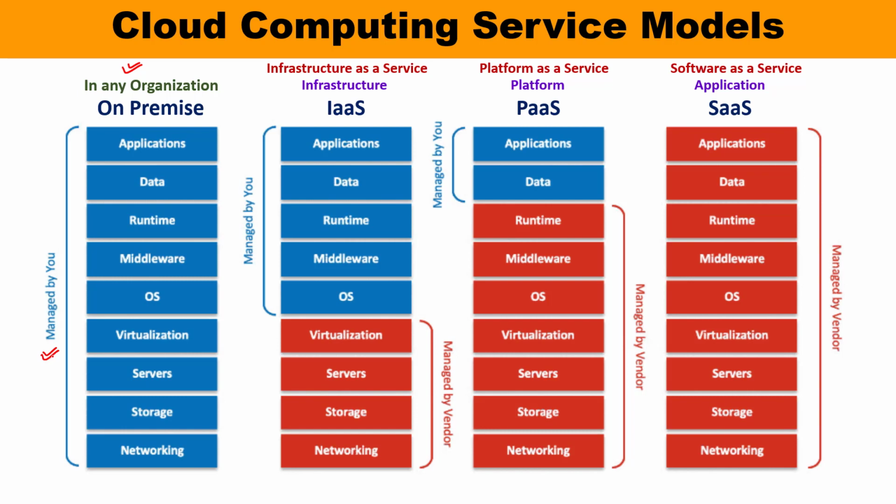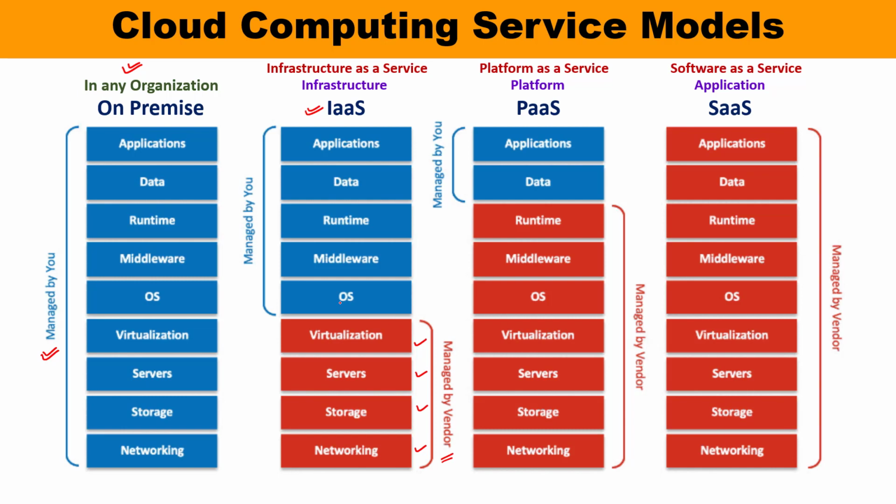But when we are talking about the cloud computing service model, as you can see over here, IaaS, infrastructure as a service, means infrastructure is being provided and the rest of the things are managed by you. You can see in this particular case, virtualization, server, storage and networking are managed by the vendor, while you are going to manage the applications which you need to develop, with the data, database, runtime, middleware and operating systems. So as you're aware, infrastructure is what?